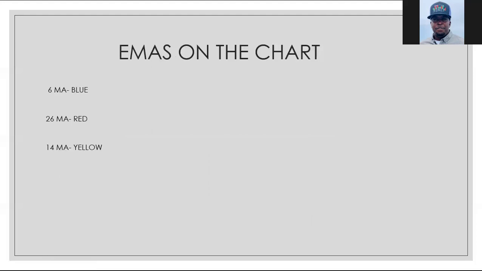All right, your EMAs on your physical candle chart. The 6 moving average is going to be blue. The 26 moving average is going to be red. And your 14 moving average is going to be yellow. 6, 26, and 14: blue, red, and yellow. Your 6 is your fast EMA. The 14 is going to be the yellow EMA, your 14 slow. And your 26 is going to be a lagging EMA, an even slower EMA.